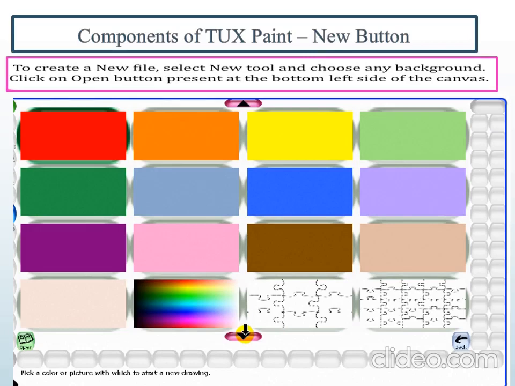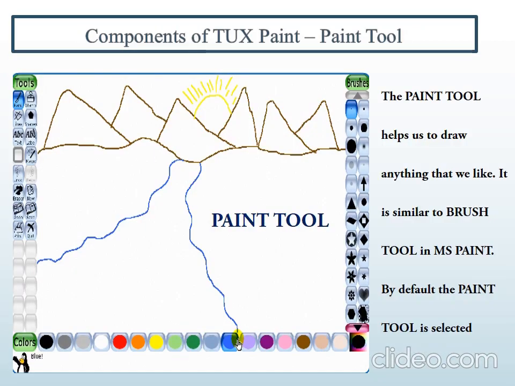Create new button. What is the use of a new button? When you want to create a new drawing, click on the new button. You will see various choices of backgrounds appear. Choose whichever colored or plain background you want, click on it, and click on open. Your screen will open.